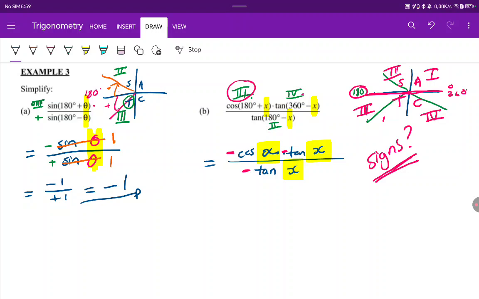So you have negative cos x times negative tan x divided by negative tan x. Negative tan x cancels with negative tan x, and I have an answer of negative cosine of x as my final answer.